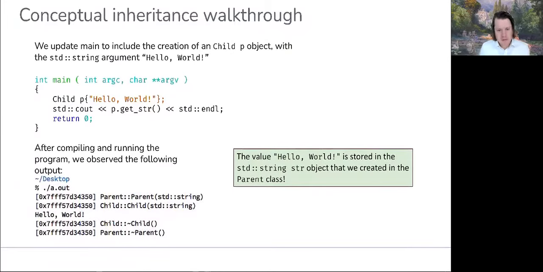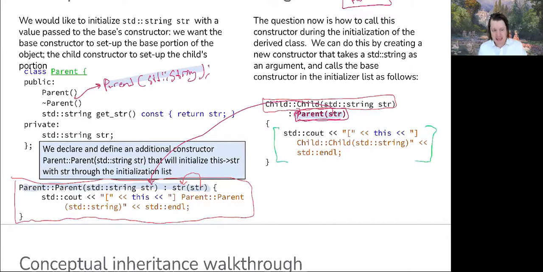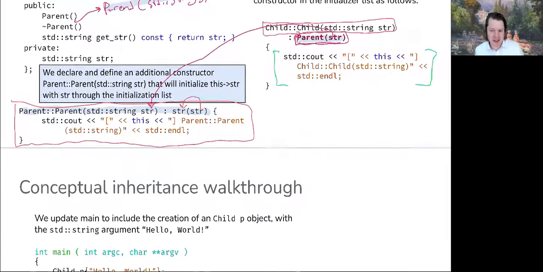Okay, so we go ahead and we run through this now. Let's say child P, hello world, we're passing it in, we're essentially passing that up to the base. And notice here I had a single getter for that private data member, and because we're using the public mode of inheritance, getString is going to be able to be invoked by an object of the child type.